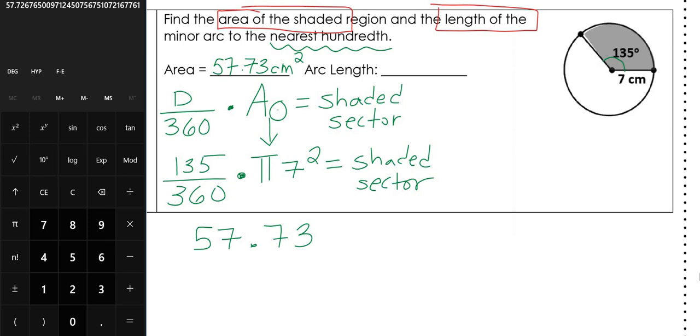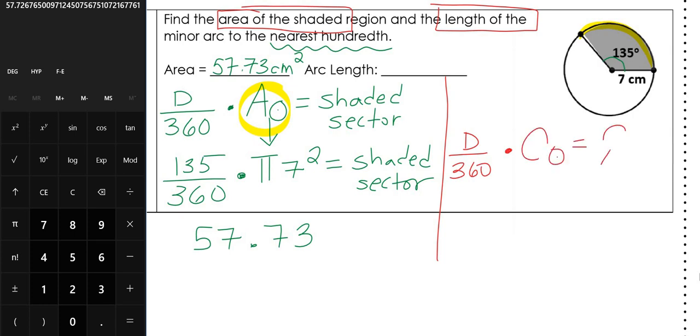Now, for the second part of this question, they're asking you for arc length. So they're asking you, how long is that section right there? I don't want the entire circumference. I just want that little portion. The formula is going to look very similar, except where it says area of a circle, you're going to replace that with circumference of the circle, because you want just a portion of the circumference. So let's go ahead and do this now for the arc length. So same process. You're going to do degree measure over 360 times the circumference of a circle, and that's going to give you arc length.